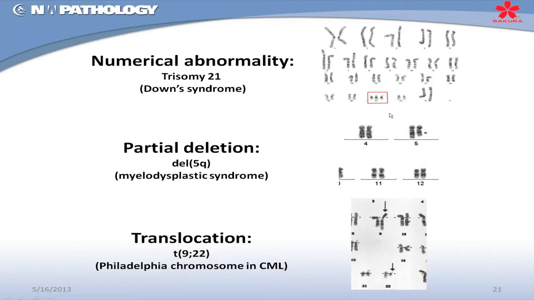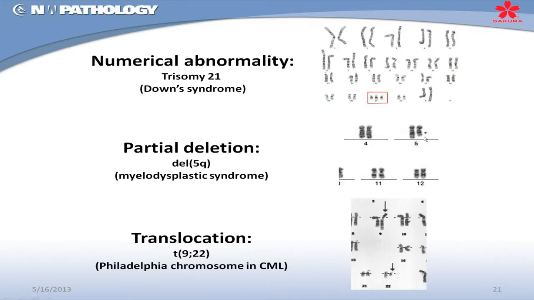So numerical abnormalities would just be, as I mentioned before, an increase or decrease of an entire chromosome. This is an example of trisomy 21, or Down syndrome. So there's 3 chromosome 21s instead of 2. They're not abnormal looking, there's just an extra one. So that's a numerical abnormality that can be detected by cytogenetics.